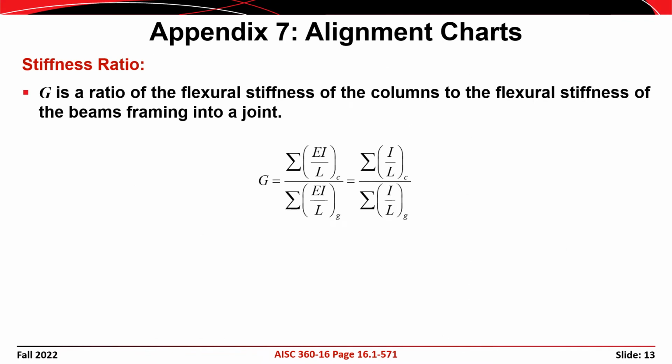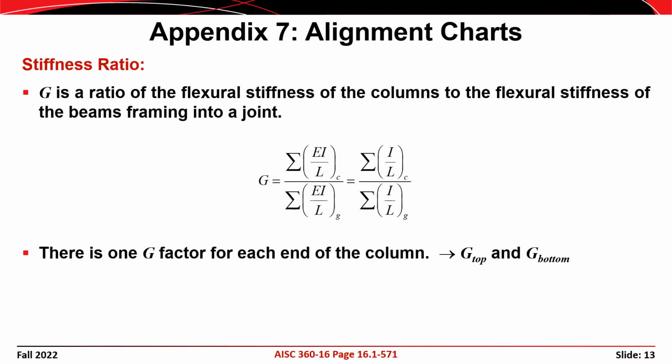G is the ratio of the flexural stiffness of the columns to the flexural stiffness of the beams that are framing into any given joint. So we take G equal to the sum of EI over L for the columns divided by the sum of EI over L for the girders at each joint. And there's one value of G for each end of the column, G top and G bottom.